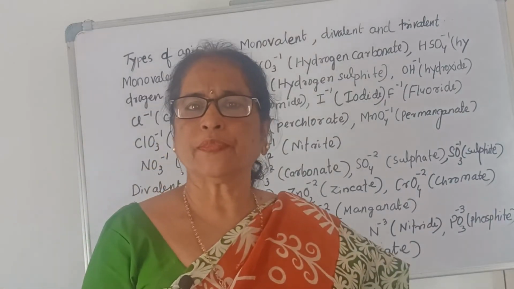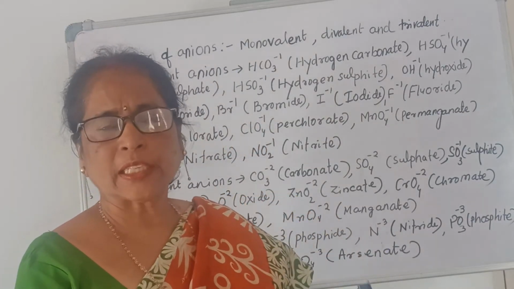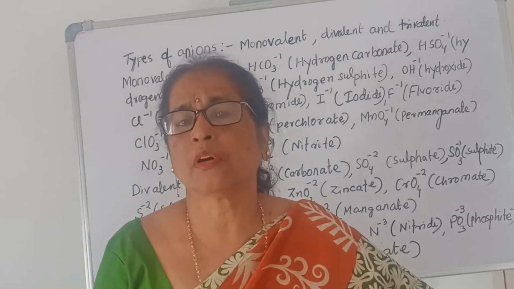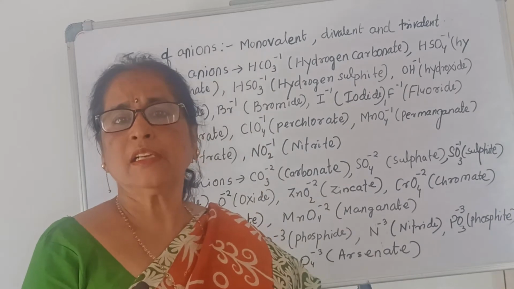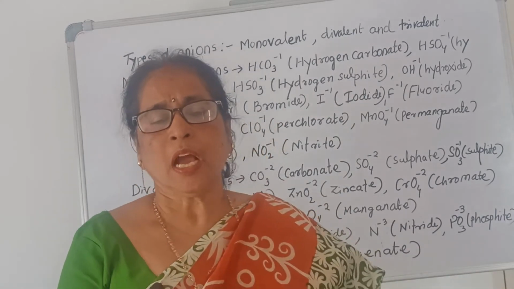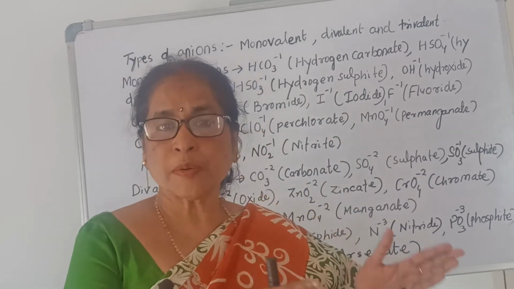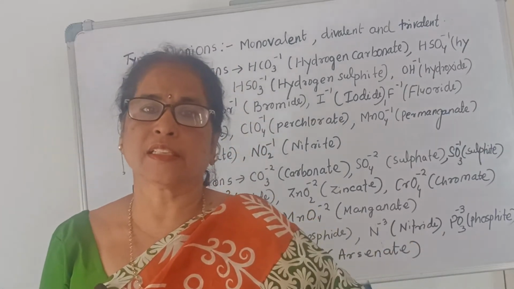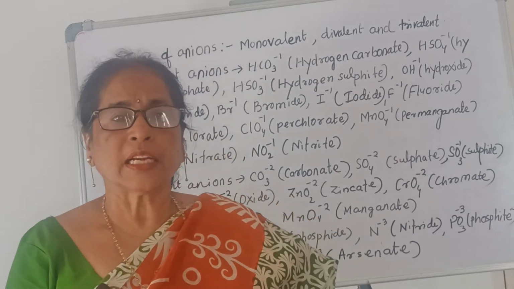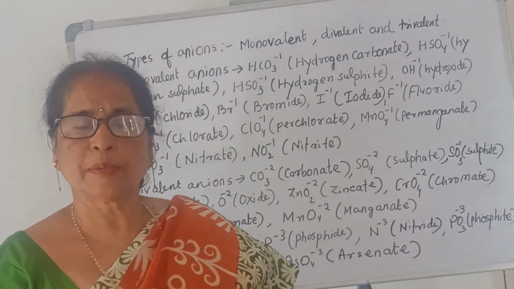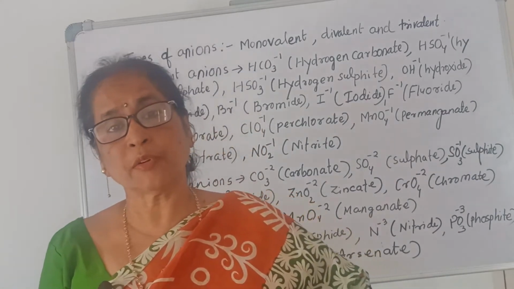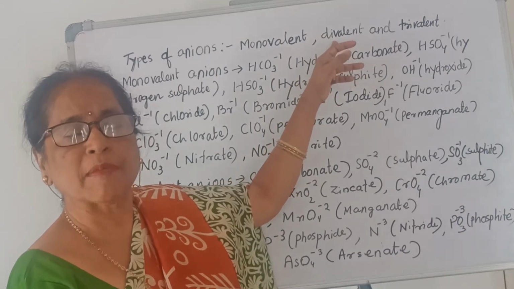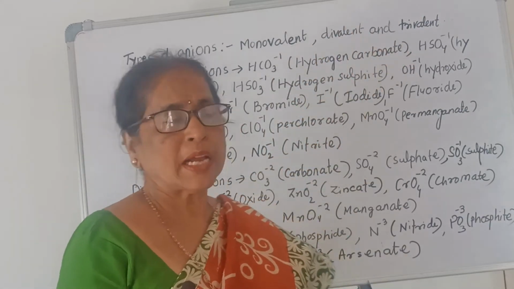Then we will go to different forms of anions. What are the types of anions? Anions means negative charge. Anions are also called acid radicals. Why is it acid radical? Because it comes from the acid part. A compound consists of one part that is the basic radical, the positive cation, and the other that is negative, the anion. Anions have so many types: monovalent, divalent, or trivalent. Mono means 1 minus charge, divalent means minus 2 charge, and trivalent means minus 3 charge.